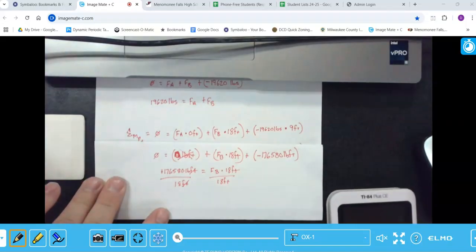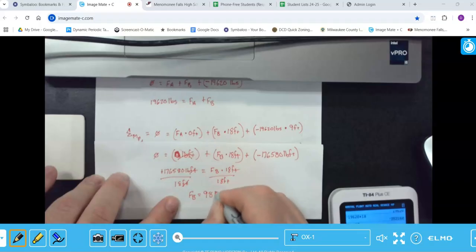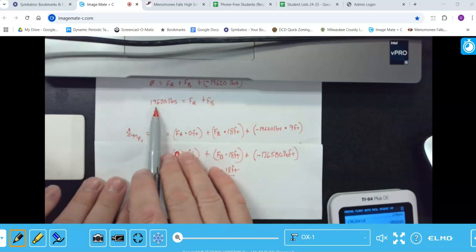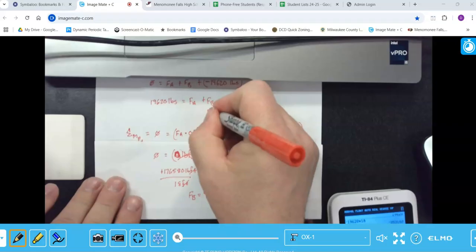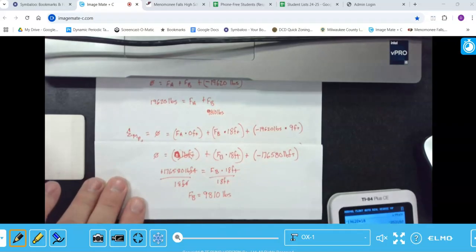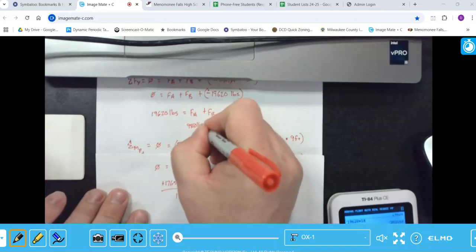So if I take that last number that I had and divide by 18, I get force B is equal to 9,810 pounds. So that's what B is, which happens to be exactly half of that. So now I can come back up here. If I know force B is 9,810 pounds, I definitely know that force A is 9,810 pounds.